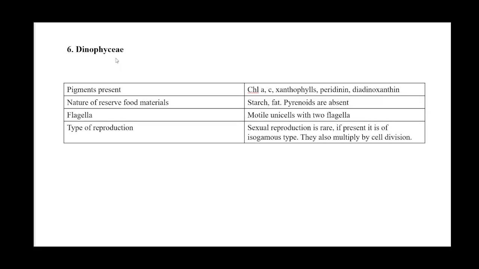The sixth class is Dinophyceae. The pigments present in Dinophyceae members are chlorophyll A and C, xanthophylls, peridinin, diadinoxanthin. The food materials are reserved in the form of starch and fat. Pyrenoids are absent in Dinophyceae members. The motile unicells have two flagella. Sexual reproduction is rare, but if it happens, it is through the isogamous method. They also multiply by cell division.